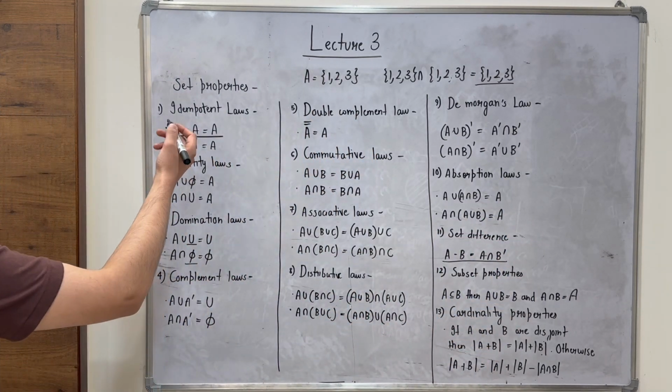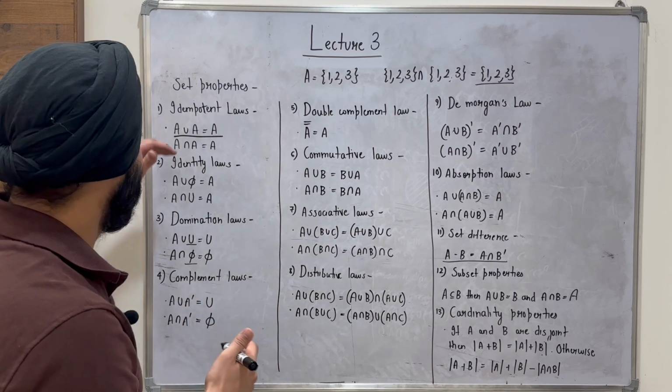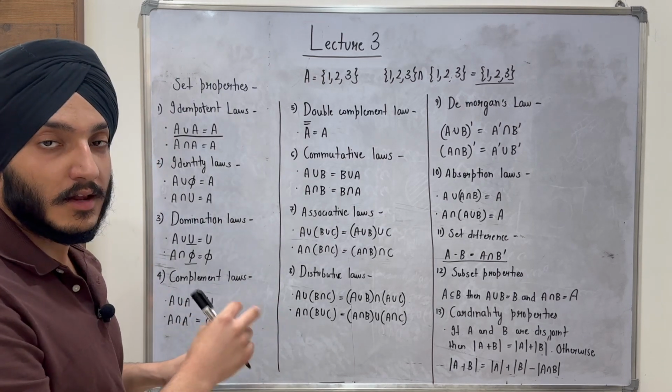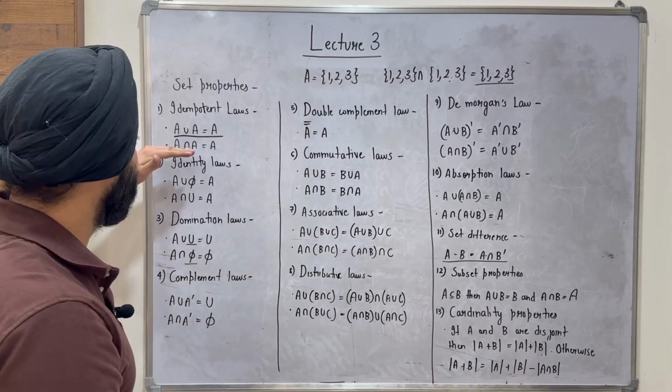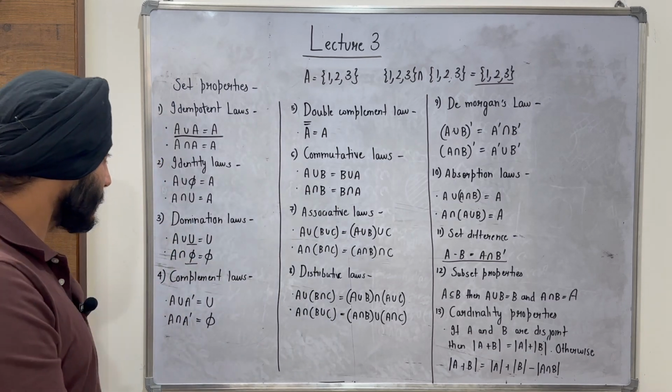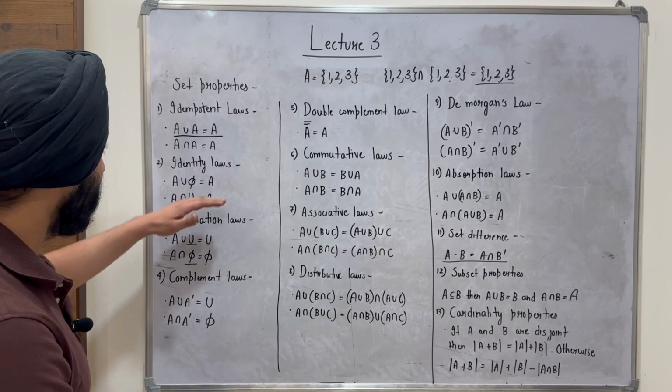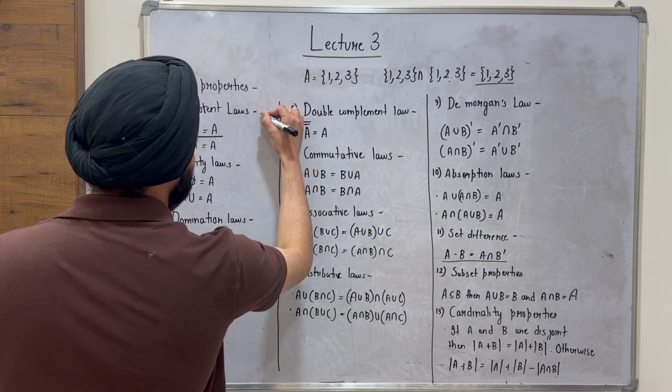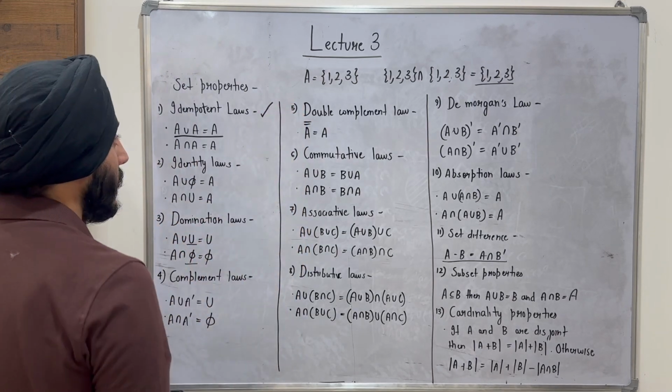So it's just a very general property, which is if I take the union of the same set, then it's going to result in the same set. And if I take the intersection, again, it's going to result in the same set, right? Now let's try to understand the identity laws. So I hope you have a good understanding about the idempotent laws, right?